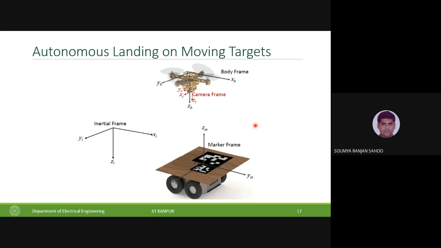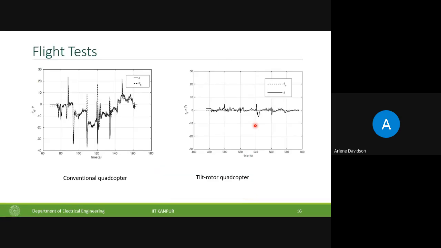Hello, sir. You have shown the comparison of the conventional quadrotor with the tilt rotor quadcopter. What I would like to know is how they have been compared, like whether similar parameters have been taken.